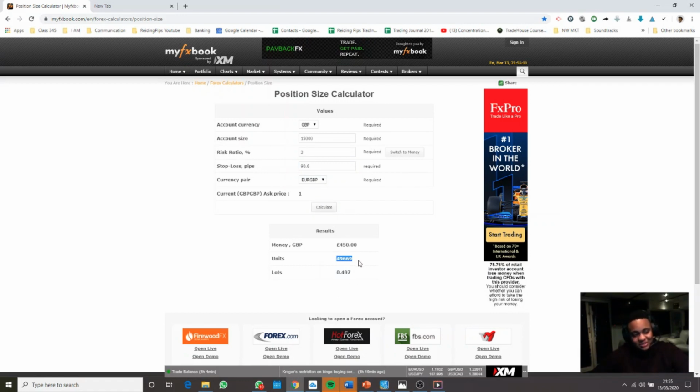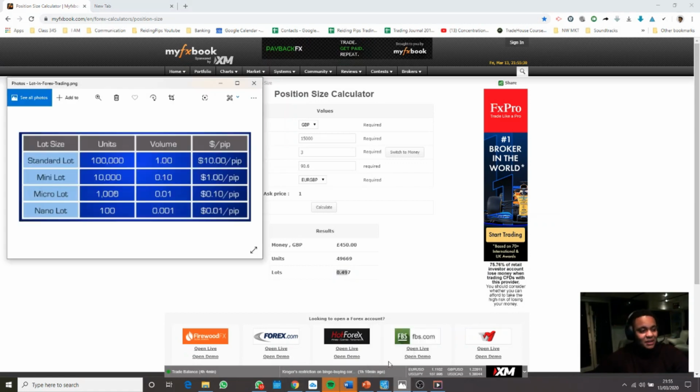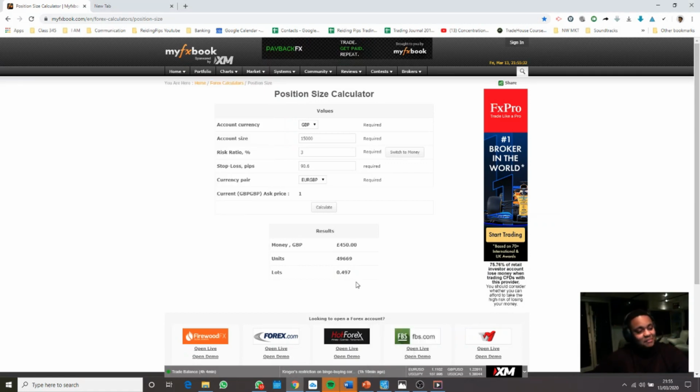or if you want to use units, you can use units, but exactly what lot size to use. Now, if you remember the diagram from earlier, then this would be considered a mini lot. A 0.49, or say round it up to 0.5 lots, that would be £5 per pip movement. And that would ultimately make sure you're risking £450 out of the, obviously the £15,000 that you have, which in essence is 3% of your account.